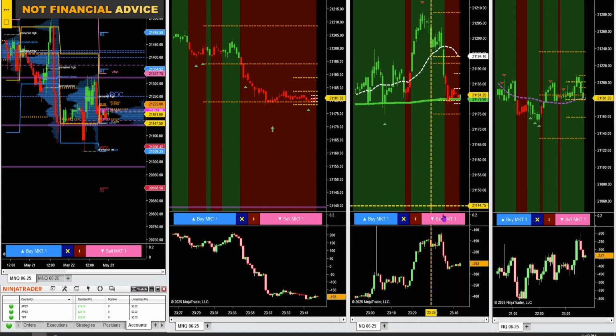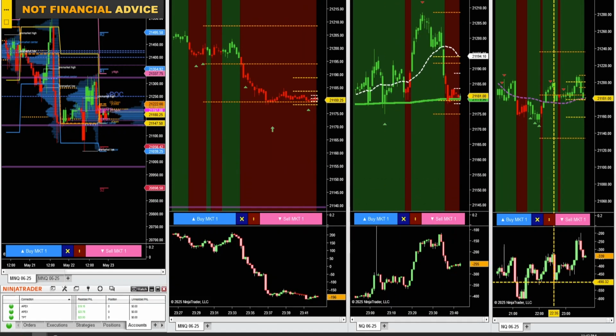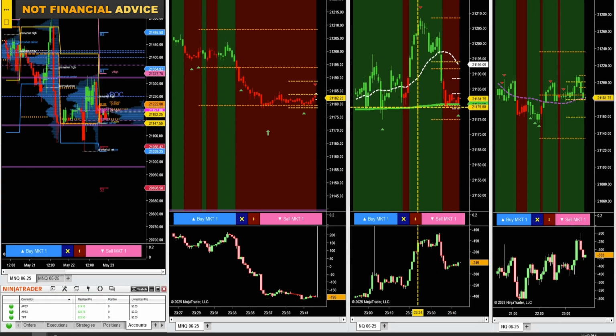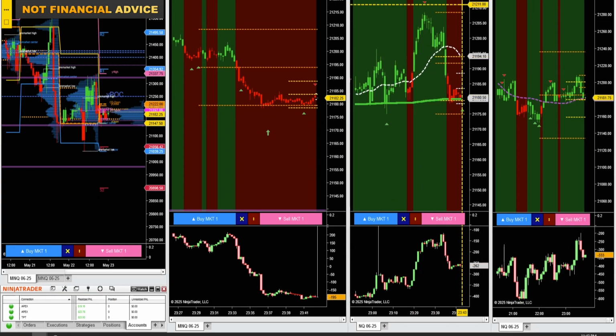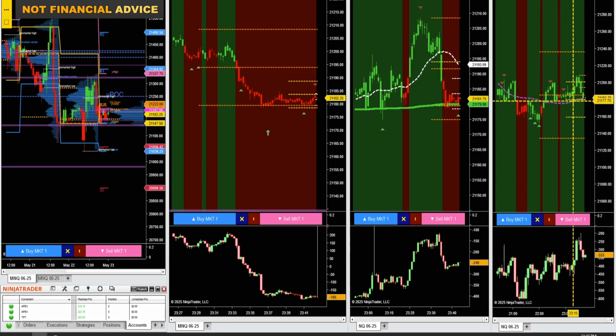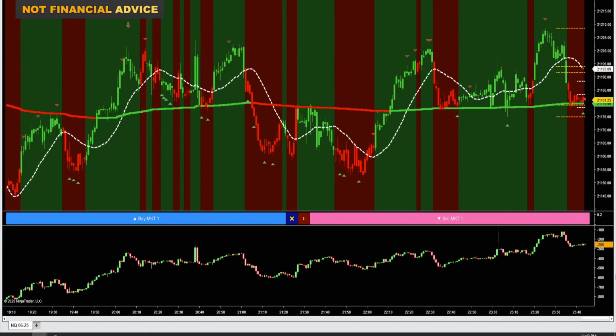So those are the settings for all 3 charts. The only thing I changed on the 5-minute was the delta numbers. I've got 300, 600, and 900 for the delta levels. I also threw VWAP on this chart in the 20 SMA, and I've got the 50 SMA on the 5-minute chart. Here's the 1-minute chart.